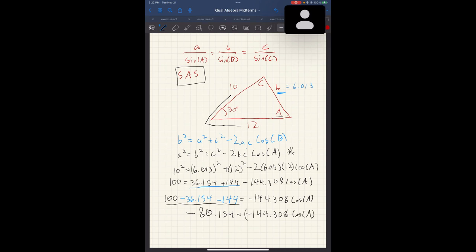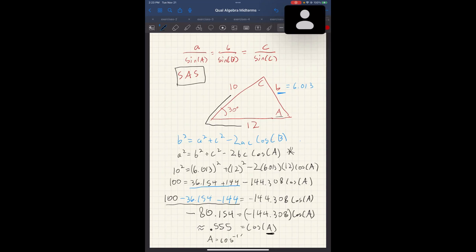Now I can divide both sides by this negative 144.308 to get cosine of A by itself. So once we do this, negative 80.154 divided by negative 144.308 turns out to be about 0.555 if I'm rounding to 3 places. So now if I know that cosine of A is 0.555, is there anything my calculator can do that gives me A?